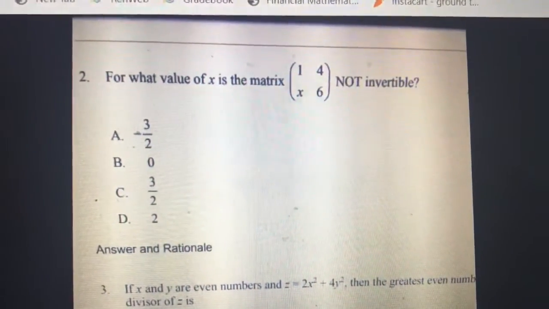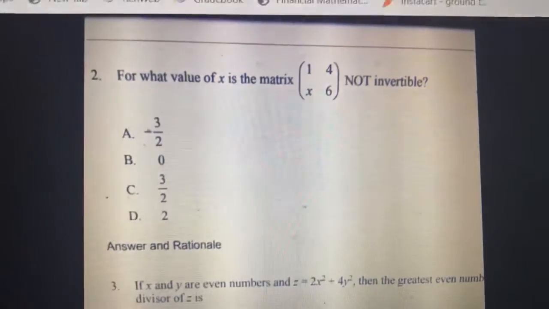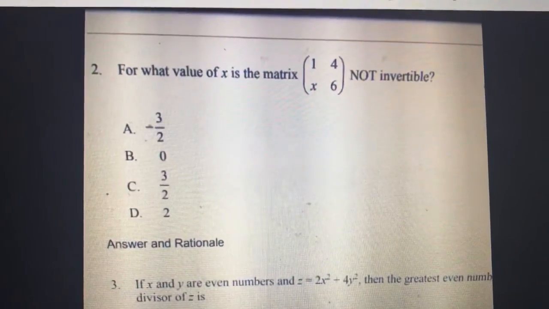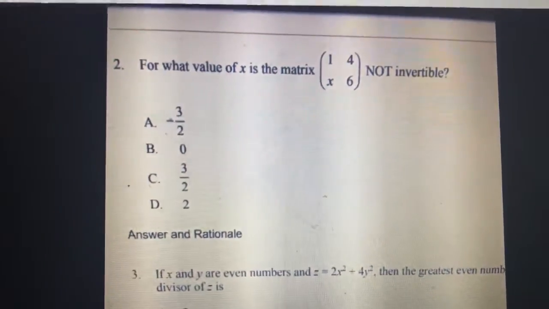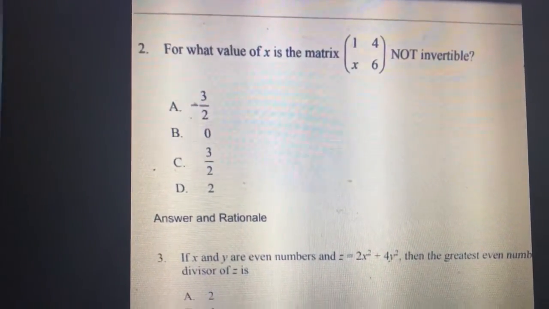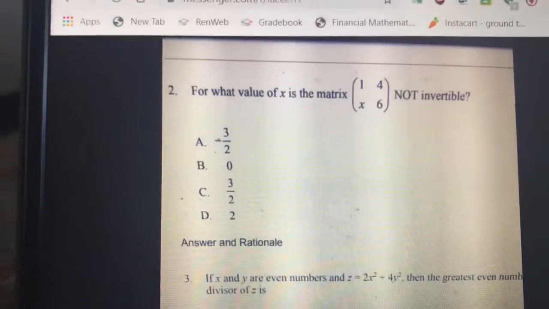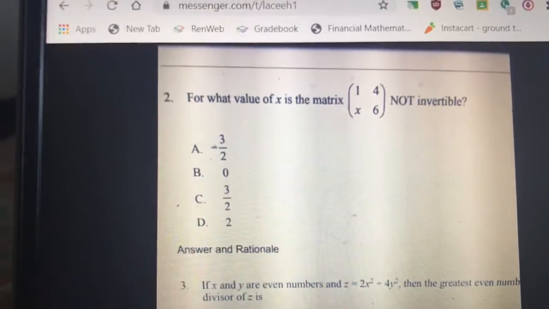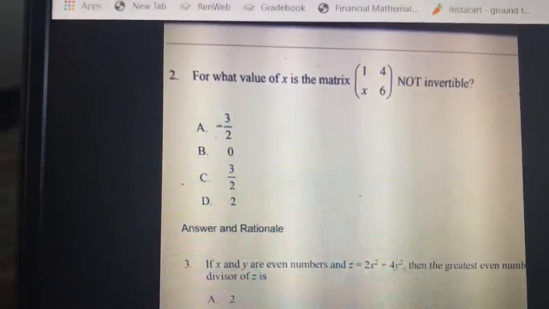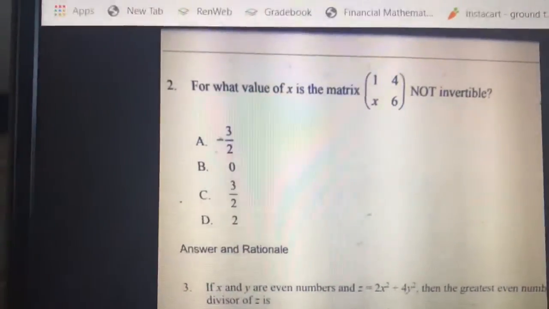So for number 2, it says, for what value of x is a matrix not invertible? And for this one, all you need to know is the definition of an invertible matrix. So there's something called a determinant that you can find in a matrix that looks like this, that's 2 by 2. And if that determinant is equal to 0, then the matrix is not invertible. But if it's not, and it's equal to something else, then it is invertible. So all you want to find is which one, A, B, C, D, will make the determinant equal 0.